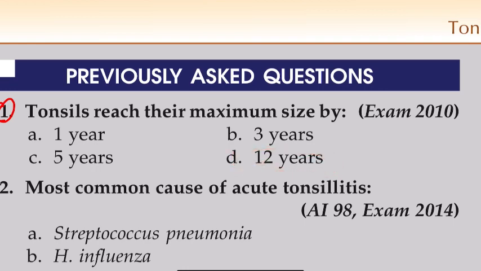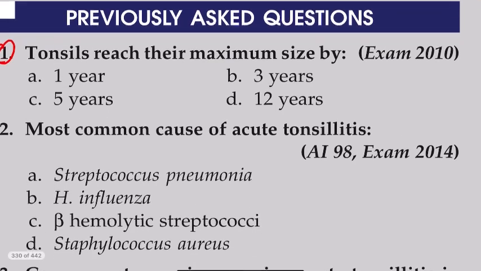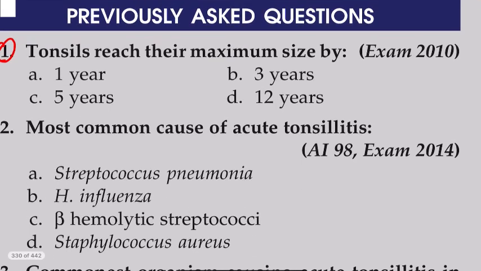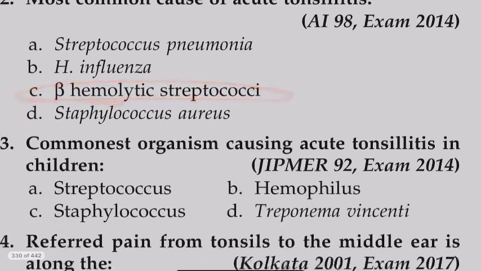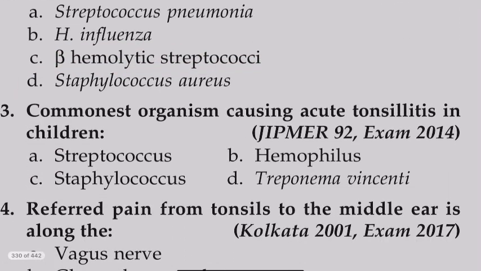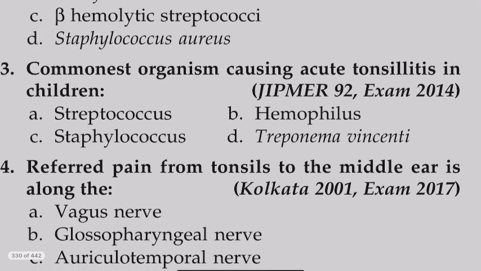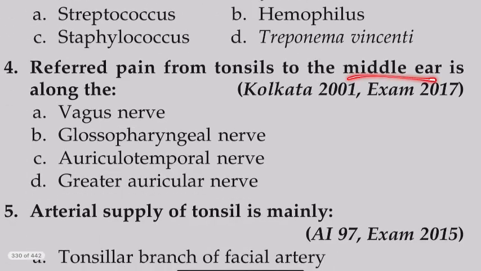Okay. Now the most common cause of acute tonsillitis, what is it? It is beta hemolytic streptococcus, right? Beta hemolytic streptococcus, right? Okay. Now the commonest organism causing acute tonsillitis is streptococcus, right? Now moving further. Referred pain from tonsil to middle ear is along the, okay, that is glossopharyngeal nerve, right?